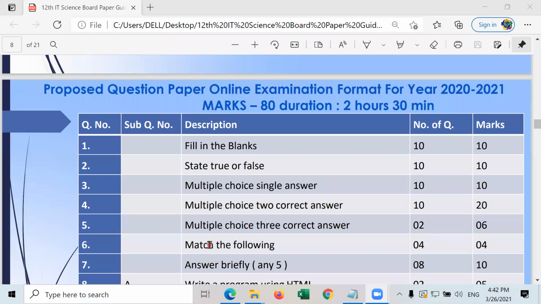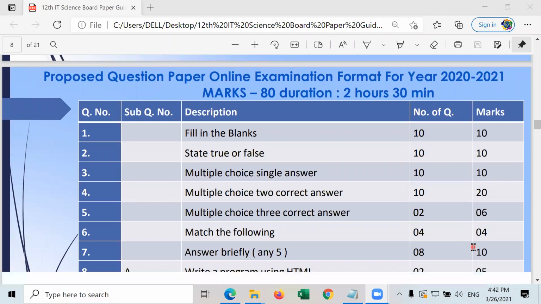You will be given 4 terms in LHS and 4 terms in RHS. You have to match terms in LHS with terms in RHS. One correct match will give you 1 mark. 4 correct matches will give you 4 marks.